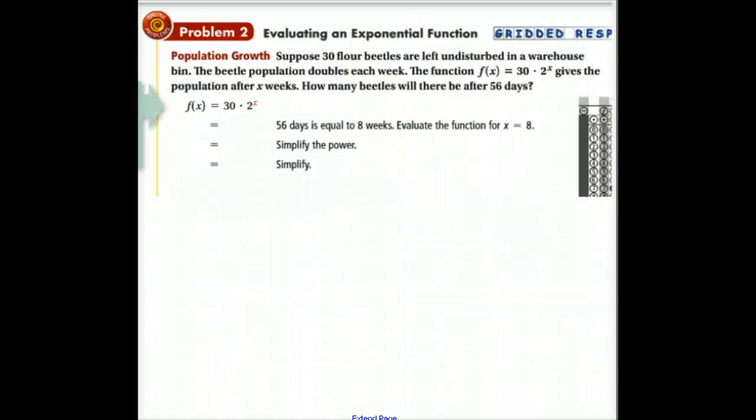Alright, evaluating an exponential function. Suppose 30 flower beetles are left undisturbed in a warehouse bin. The beetle population doubles each week. The function f of x equals 30 times 2 to the x power gives the population after x weeks. So x is how many weeks? How many beetles will there be after 56 days?